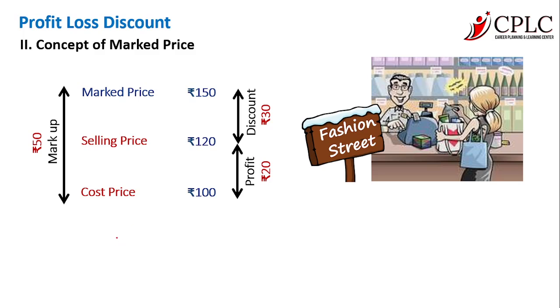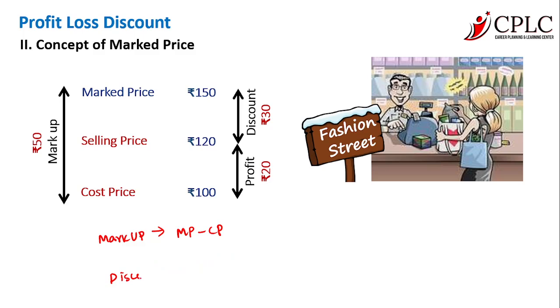Four formulas to be precise. First one is the concept of markup. Markup is defined as the hike that has happened on cost price. The 50 rupees is the number in this particular example. How do we arrive at this 50? We would have done 150 minus 100. So the formula for markup becomes mark price minus cost price.